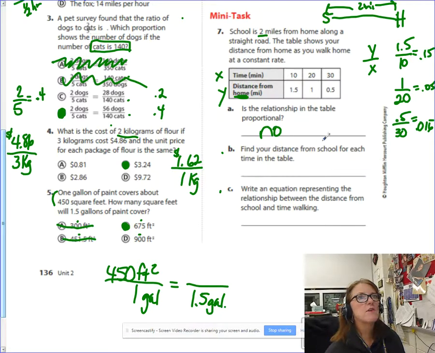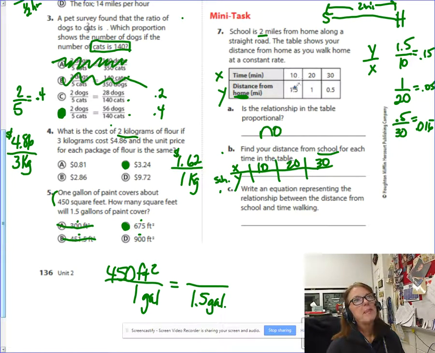Find your distance from school for each time in the table. Here's where I got messed up because I read too quickly. This is the distance from home. I want to make a new table that talks about your distance from school. So let's make a new table here for time. That's your x value. And y is going to be the distance from school. We're going to use 10, 20, and 30 again, just like you did up here.